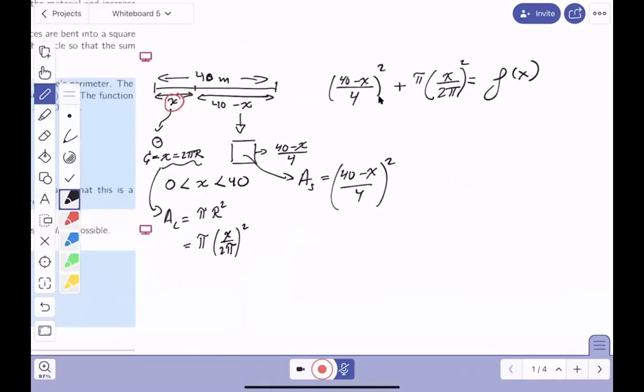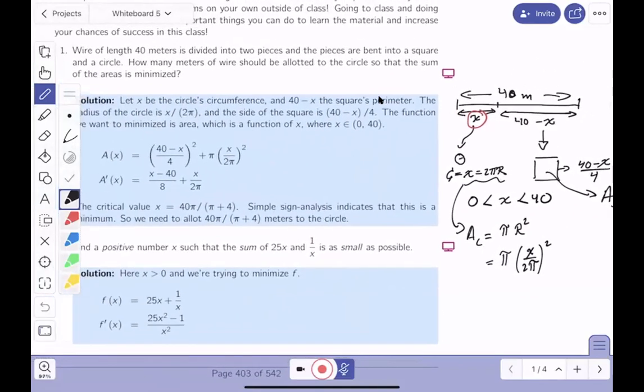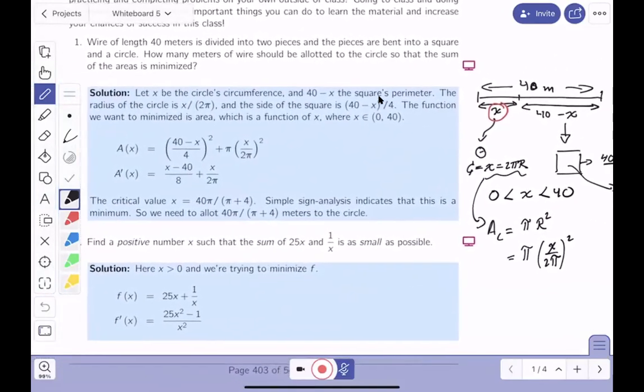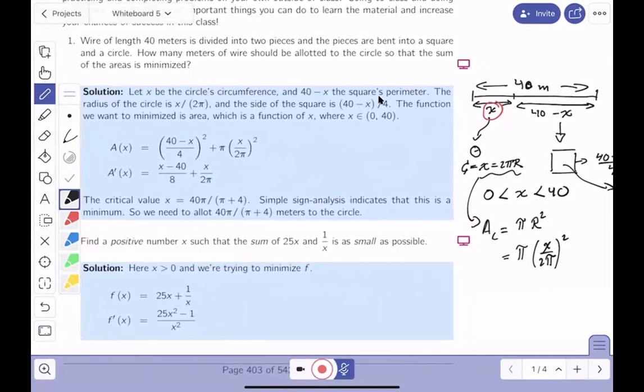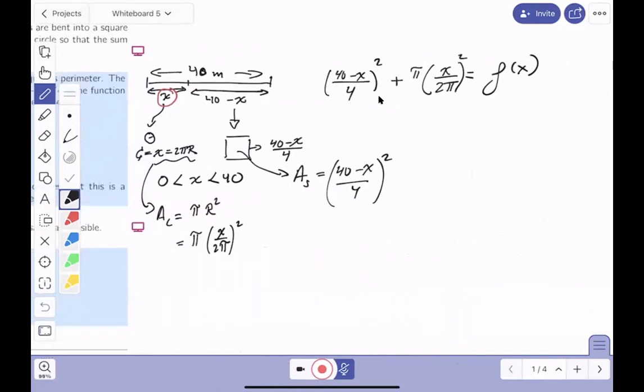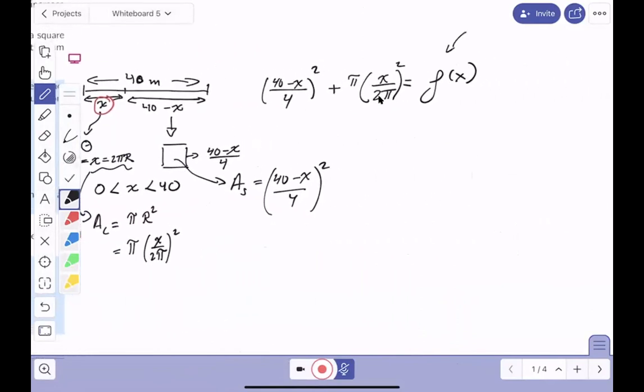All right, I've got to go back and read it because I don't know what they're going to do, but they did say to sum the areas. So how many meters of wire should be allotted to the circle? I don't know that answer. It's x in my picture. To the circle, so the sum of the areas is minimized. So what I have to do is minimize this. How do I do that?